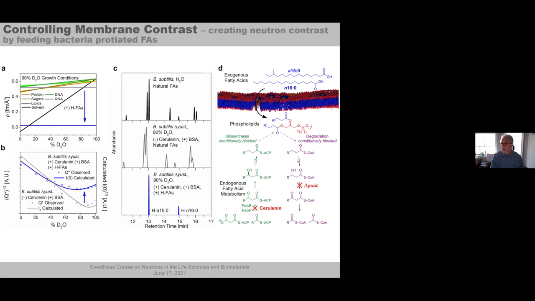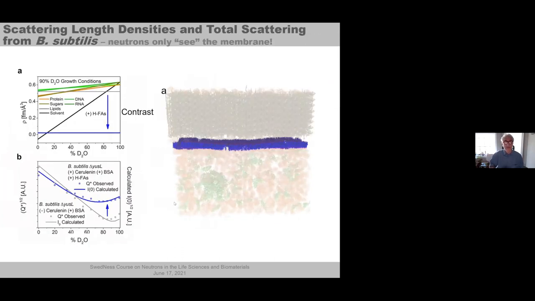Do you understand? So you've manipulated it, but it still makes what it needs to survive and to be viable. We have not fed it the lipids. We have fed it the fatty acids. It makes the lipids itself. And then when you do that, you have now introduced contrast, which means what?